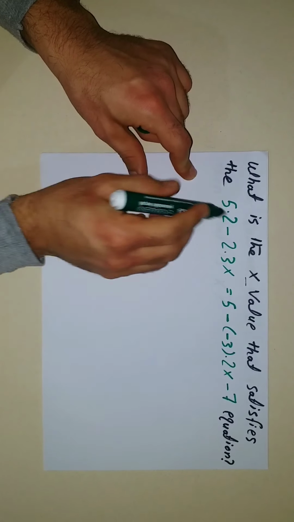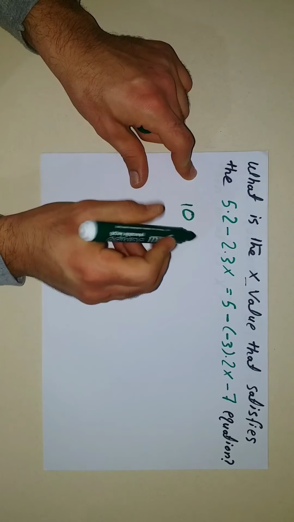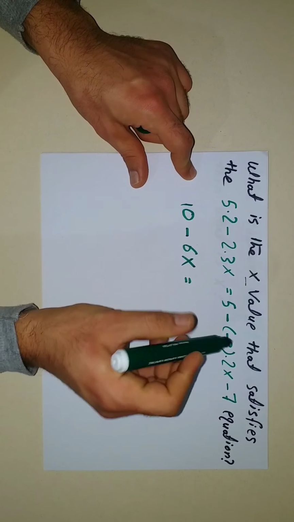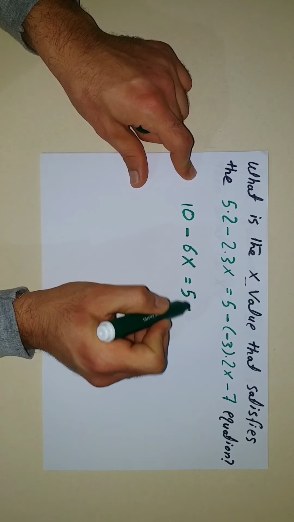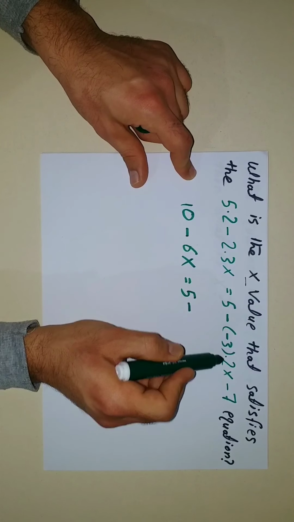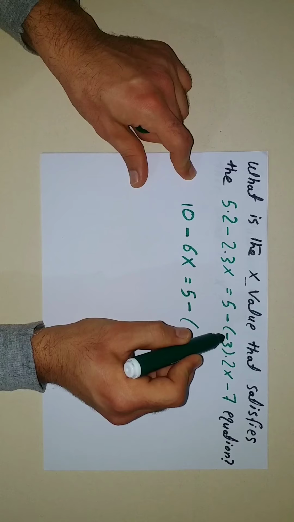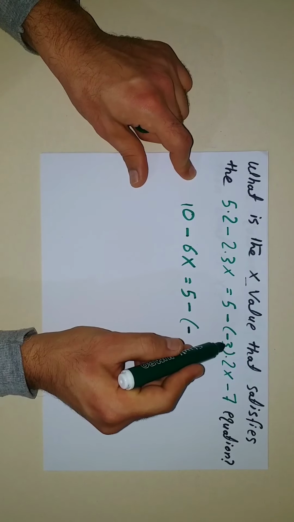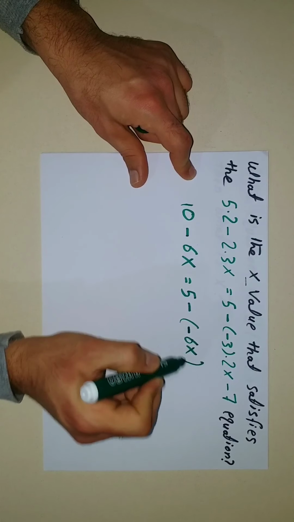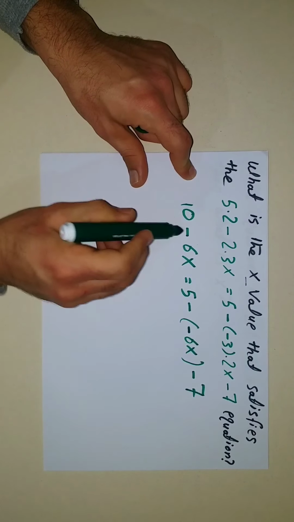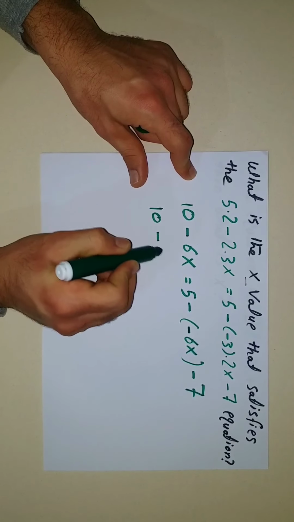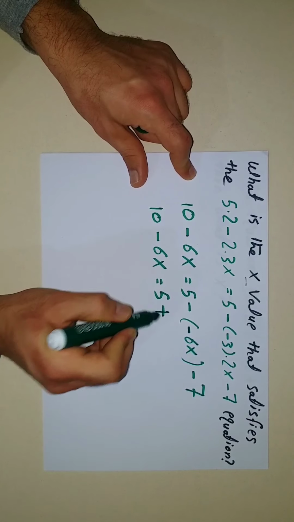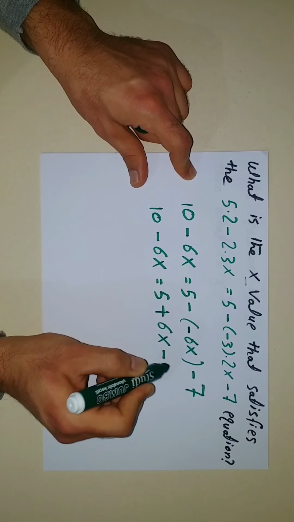Like 5 multiplied by 2 is 10 minus 2 multiplied by 3 is 6x is equal to 5 minus 3 multiplied by 2x. It is minus and it is positive, so minus plus will give me minus. 3 multiplied by 2 is 6x minus 7. So it is 10 minus 6x is equal to 5. Minus minus will give me plus 6x minus 7.